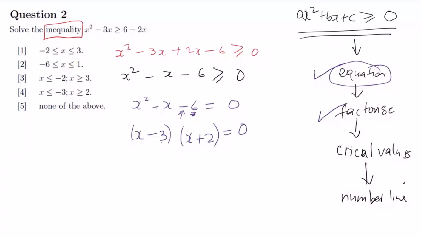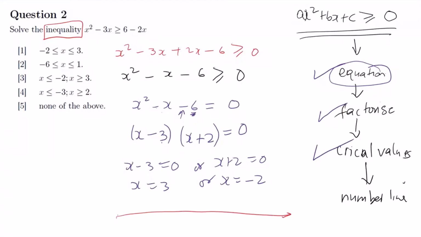So the critical values is when you say x minus 3 is equal to 0, or x plus 2 is equal to 0. So you've got x is equal to 3 or your x is equal to minus 2. So I have found my critical aspects. So now you need to take your critical aspects into a number line. So we'll go and draw the number line.